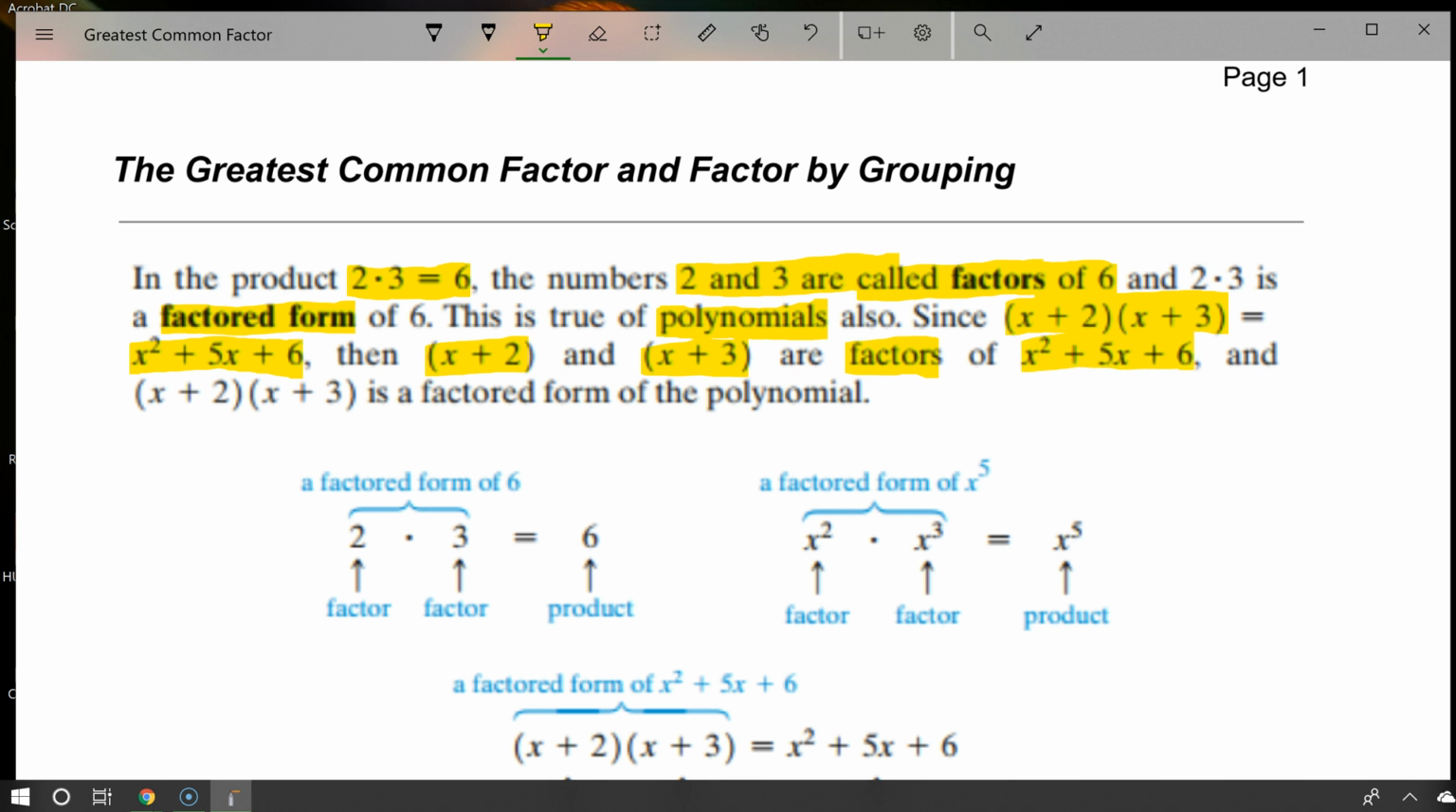So as you can see in the screen below, a factored form of 6 will be 2 times 3. The factored form of x to the 5th is x to the 2nd times x to the 3rd. Also, the factored form for x squared plus 5x plus 6 is going to be x plus 2 times x plus 3.